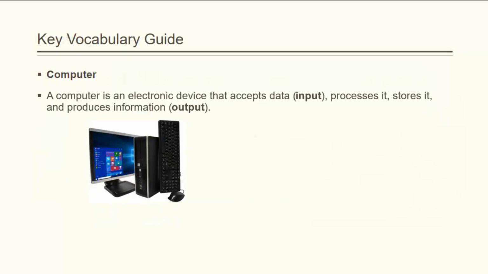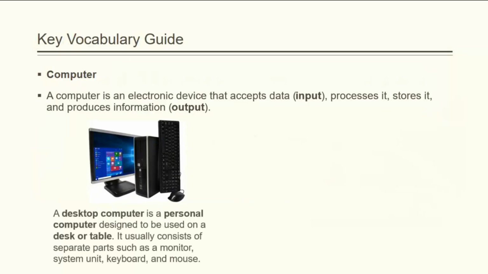This is a picture of how a desktop computer looks like. The desktop computer is a personal computer which is designed to be used on a desk or a table. And as you can see, it has a monitor, system unit, a keyboard, and a mouse.